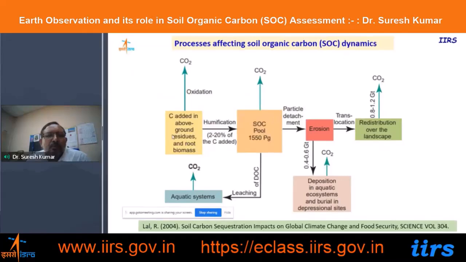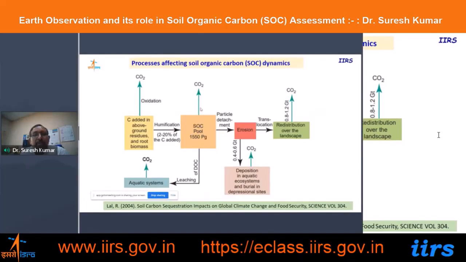Whatever organic matter or organic residue is added to the soil, some of the residues after decomposition get oxidized and released to the atmosphere as CO2. And by the humification process, 2 to 20% of the carbon is added as soil organic carbon. All residue doesn't convert into soil organic carbon, only 2 to 20%. And as I told you, the soil organic carbon pool is 1500 petagrams, the largest pool on the Earth's surface.